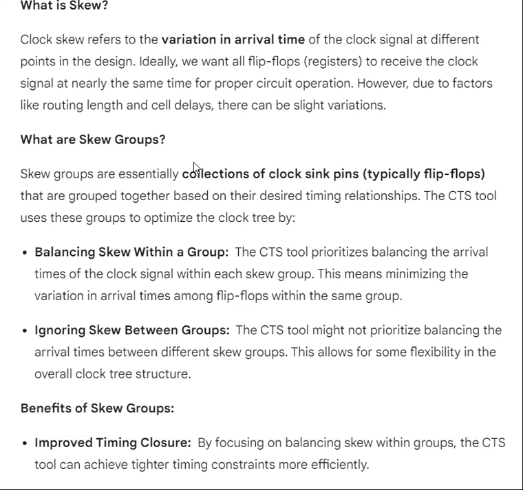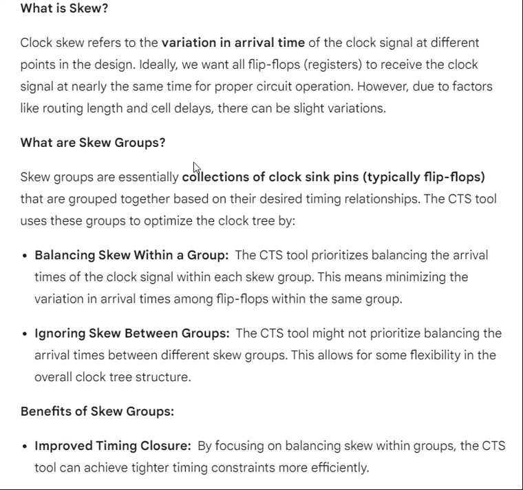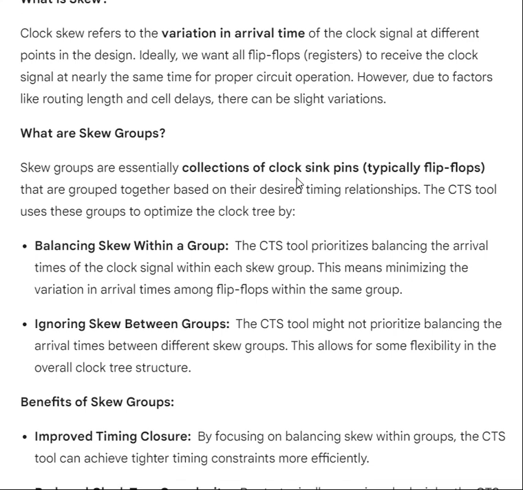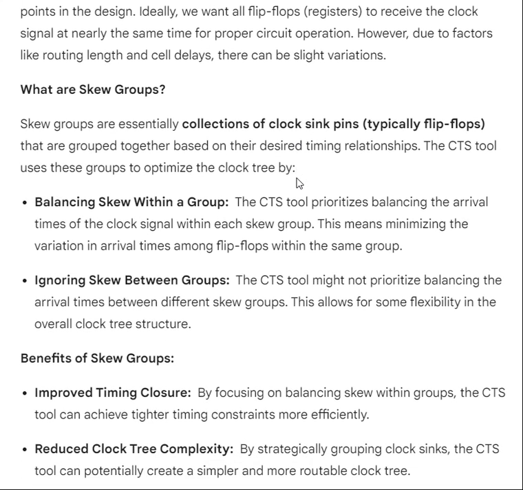in the design. Ideally, we want all flip-flops, registers, to receive the clock signal at nearly the same time for proper circuit operation. However, due to factors like routing length and cell delays, there can be slight variations. What are skew groups? Skew groups are essentially collections of clock sink pins, typically flip-flops, that are grouped together based on their desired timing relationships. The CTS tool uses these groups to optimize the clock tree by balancing skew within a group.